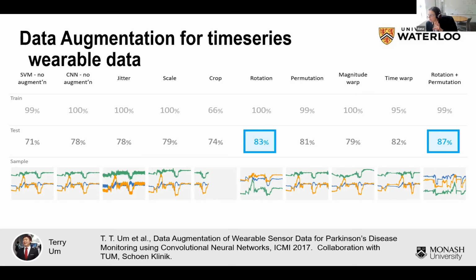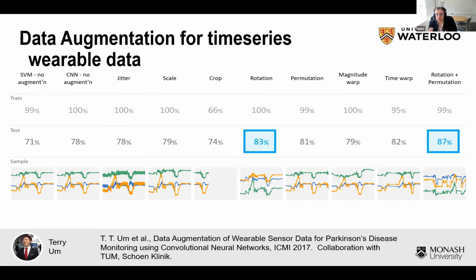And the other one that was effective was temporal permutation, where we basically shift the window start by some random amount. And with these approaches, we can increase the motor state estimation accuracy up to 87%. So what's the physical interpretation here is that basically what we're doing is we're varying the sensor pose. So how the sensor is oriented on the wrist, whether the person is holding their hand like this or like this as they're tremoring, it shouldn't change the label.